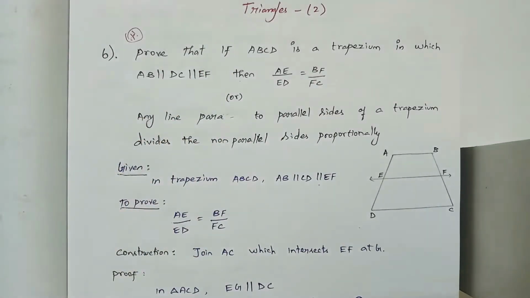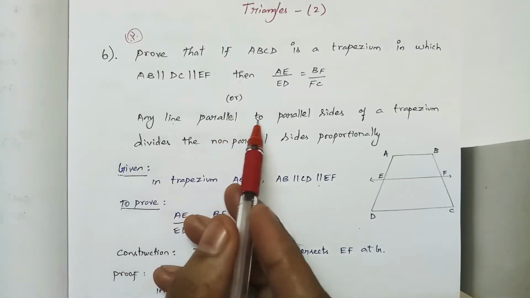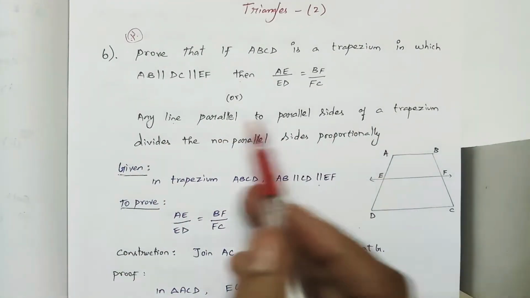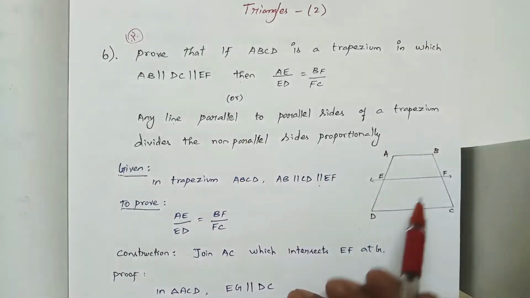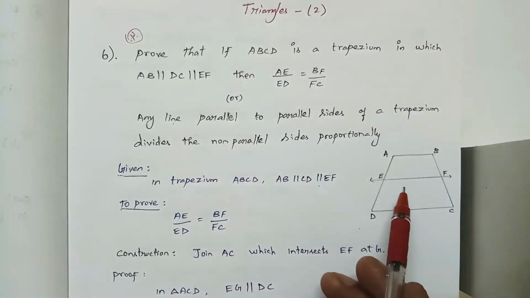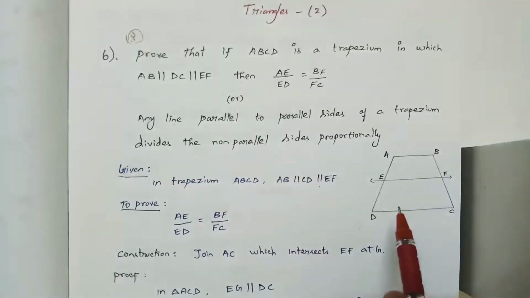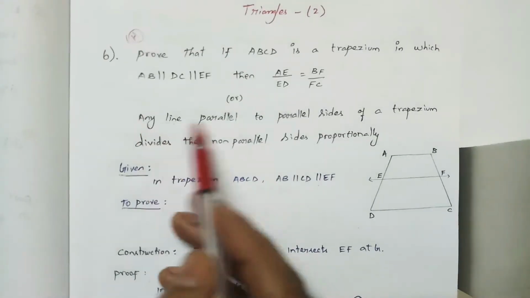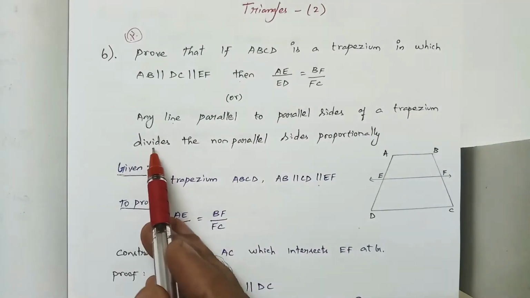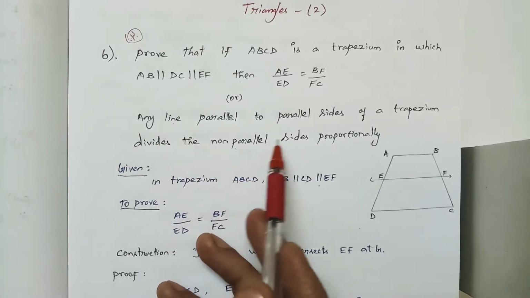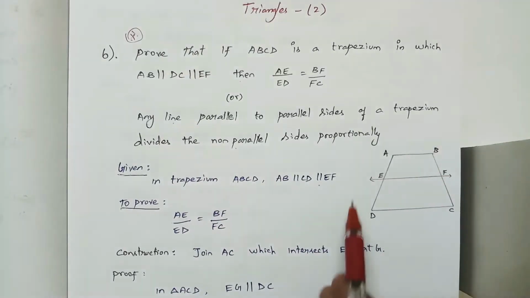That is, any line parallel to the parallel sides of a trapezium. Among the four sides of a trapezium, two sides will be parallel. For that, we want to draw a line parallel. Any line parallel to the parallel sides of a trapezium divides the non-parallel sides proportionally. See, ABCD is a trapezium.